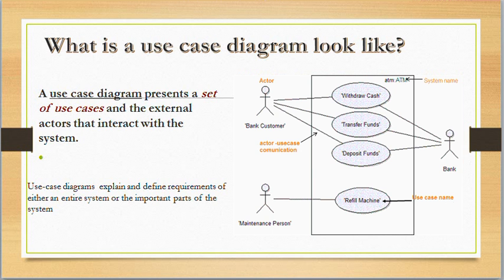The use cases and the actors. This is a simple example of a use case diagram. These are use cases and actors. The use cases and actors in a use case diagram describe what the system does and how the actors use it, but not how the system operates internally.